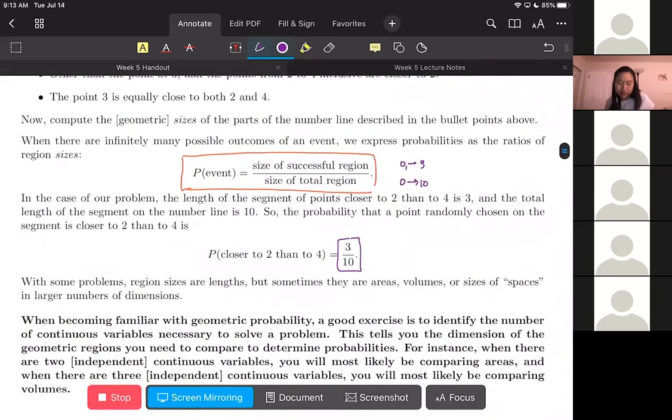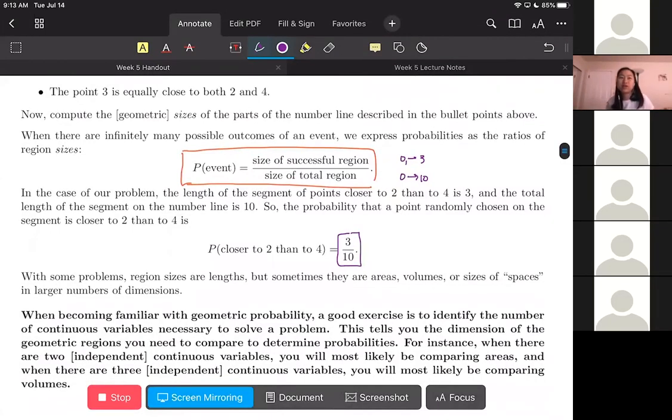Cool. So this is a pretty simple example, but I do want to note that with some problems, region sizes are going to be lengths, but sometimes it could be areas or volumes or sizes of spaces in general. And depending on the problem, you might have to be calculating different sizes. As you're becoming familiar with geometric probability, a good exercise is to identify the number of variables necessary to solve a problem. And that can help you with the dimension of the geometric regions you need to compare.